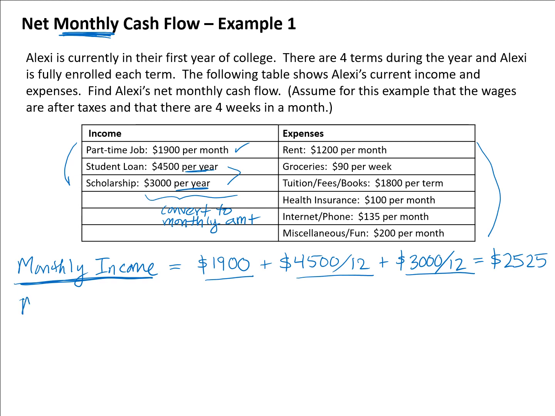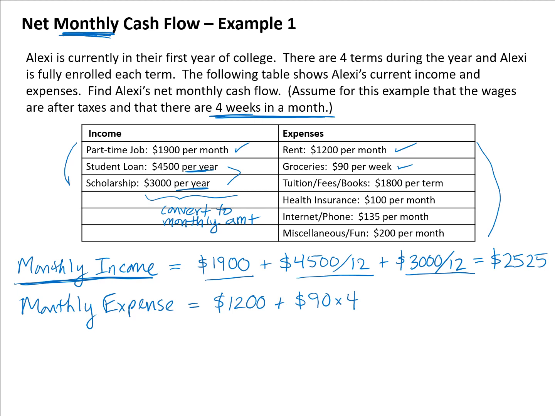Then we want to look at the monthly expenses in the same way. Some expenses are things that you pay for each month, like rent, $1,200 per month. That goes in directly. But there are other things you purchase more frequently, like groceries, $90 per week. So we need to convert that to a monthly amount. This is where the assumption of 4 weeks in a month comes in. Technically, there's a little more than 4 weeks in a month, but let's approximate it this way. So $90 times 4 takes it to a monthly amount.